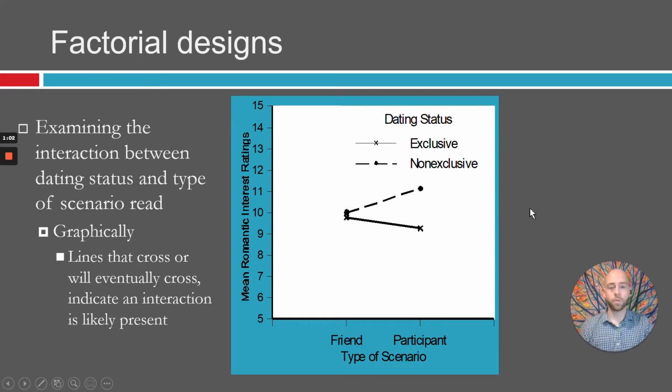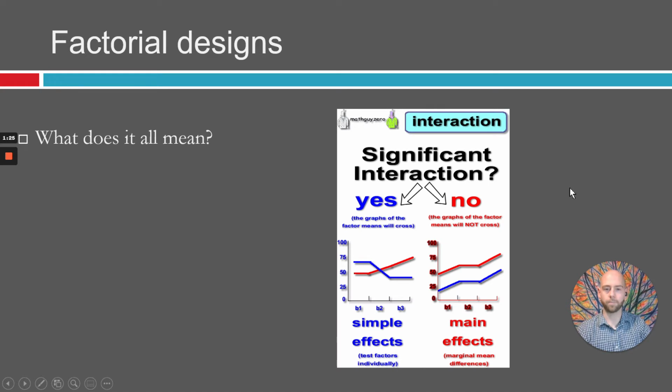So what do we do with this information? Well, you can see that these lines are basically already crossing. They would cross if these lines were extended out a bit. So that indicates there probably is some kind of interaction here. A lot of times people will describe this as being like a Pac-Man mouth or an alligator mouth or something like that. So if you see that kind of shape or an X, that's generally going to be an interaction.